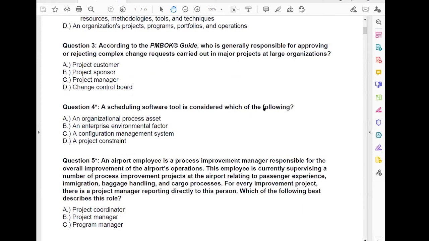Number 3, according to the PMBOK Guide, who is generally responsible for approving or rejecting complex change requests carried out in major projects or large organizations? A, project customer, B, project sponsor, C, project manager, or D, change control board.